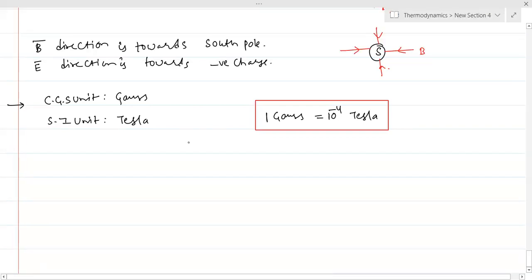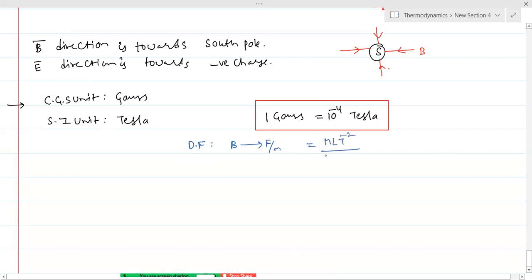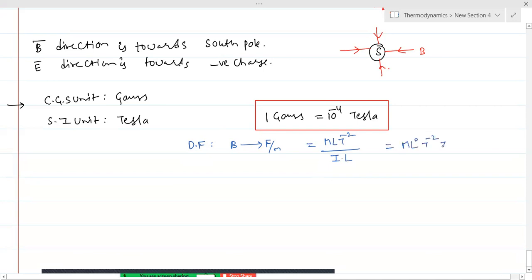And when we think of the dimensional formula, B is equivalent to F by m. For force, we have MLT power minus 2. Don't get confused: small m means pole strength here, which is ampere meter. If ampere is I and meter is L, finally we get M L power 0 T power minus 2 I power minus 1. In this way, we have the magnetic field.